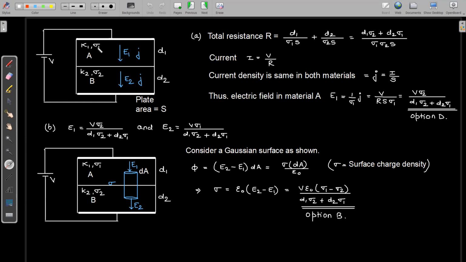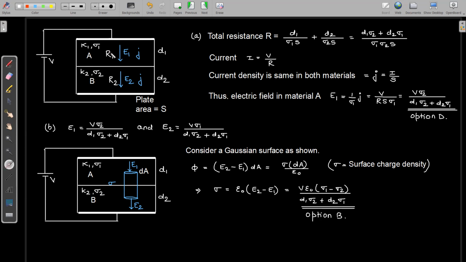Now, for material A, if I want to write the resistance, the expression for resistance is rho L by A. Now, rho, which is the resistivity, can also be written as 1 by conductivity. So conductivity for material A is given to me, which is sigma 1. Now, since the current through both A and B are same, they are connected in series. So I can say that the resistance of material A, let us say R1, and the resistance of material B, let us say R2, will be in series.